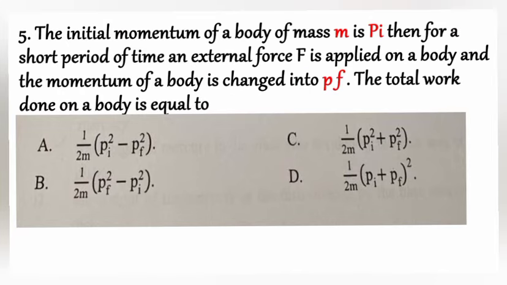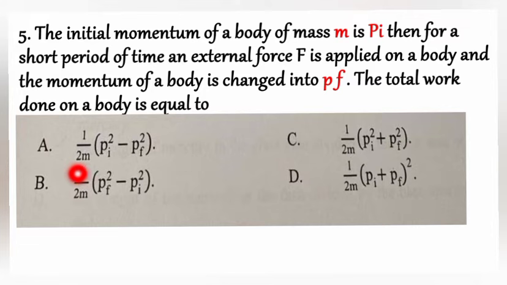The initial momentum of an object of mass m is momentum initial. Then, for a short period of time, an external force F is applied on the body and the momentum of the body changes to momentum final. The total work done on the object is equal to which one?